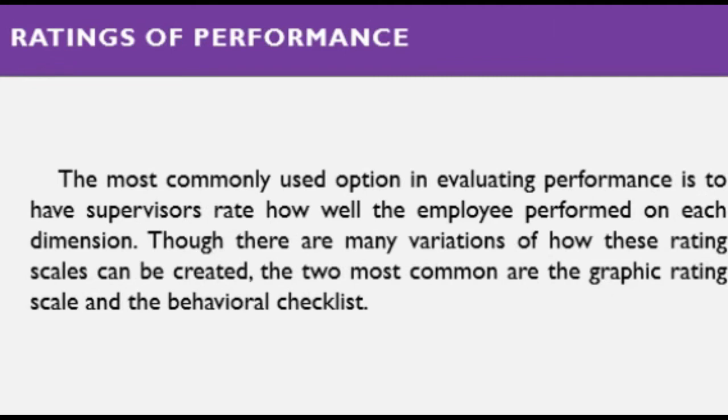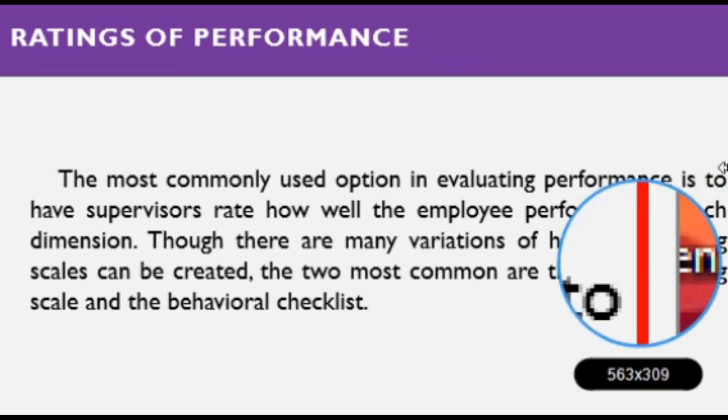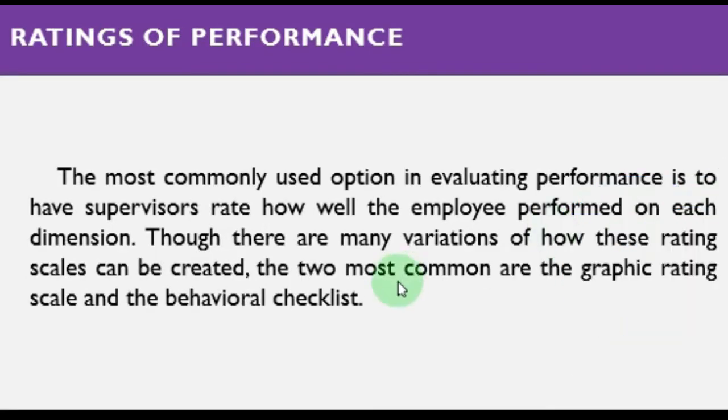Next is rating of performance. The most commonly used option in evaluating performance is to have supervisors rate how well employees perform on each dimension. Okay, with this one, though there are many variations of how these rating scales can be treated, the most common ways are the graphic rating scale and the behavioral checklist.